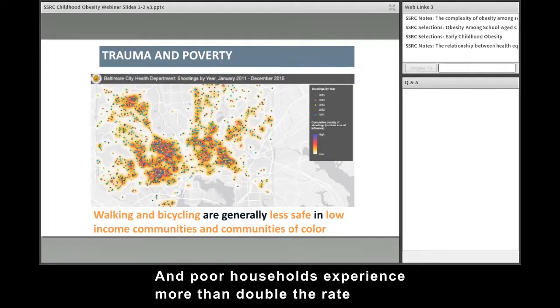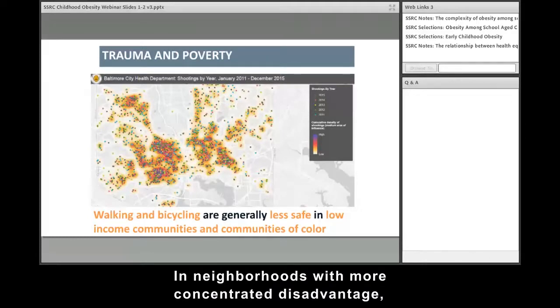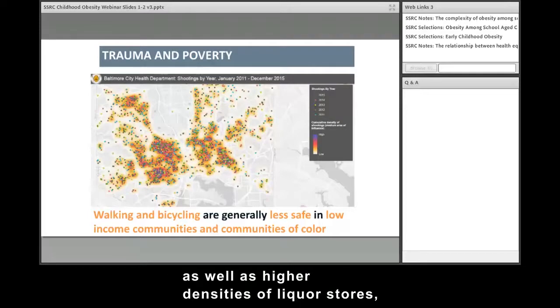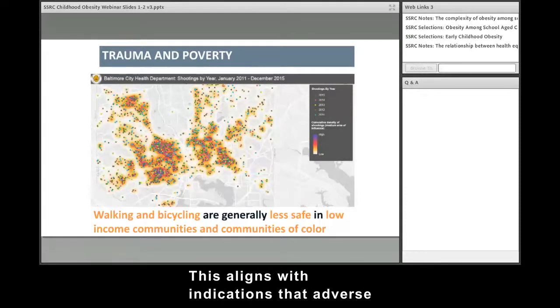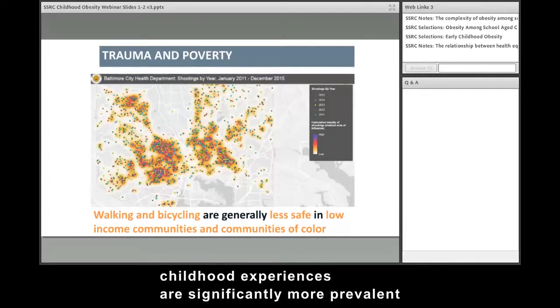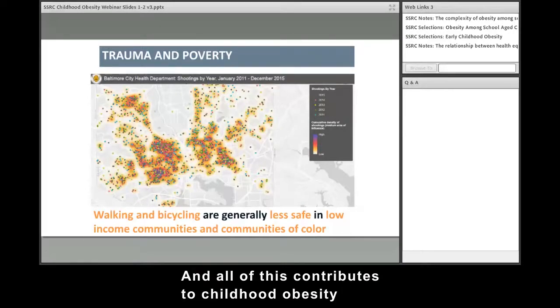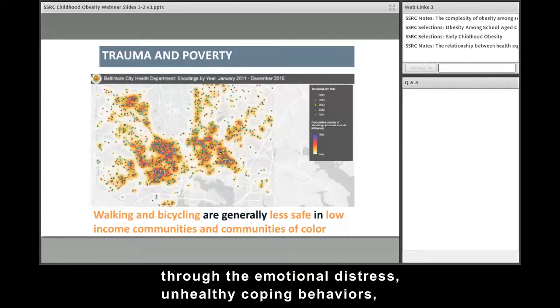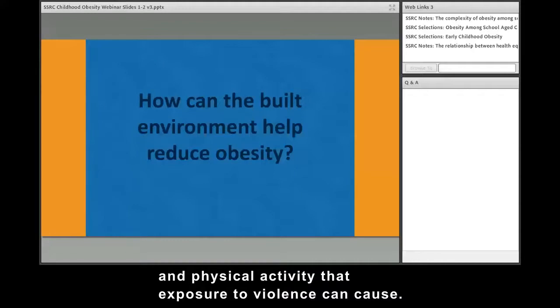And poor households experience more than double the rate of violent victimization than high-income households. And neighborhoods with more concentrated disadvantage, as well as higher densities of liquor stores, tend to experience higher rates of violent crime. This aligns with indications that adverse childhood experiences are significantly more prevalent in low-income families. And all of this contributes to childhood obesity through the emotional distress, unhealthy coping behaviors, and physical inactivity that exposure to violence can cause.